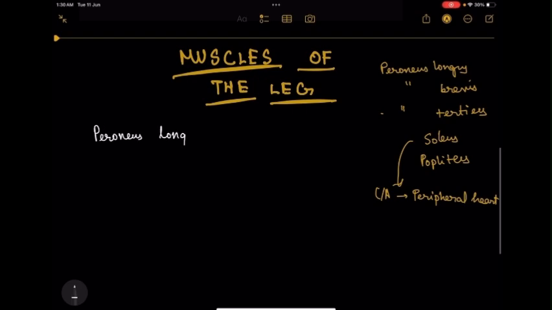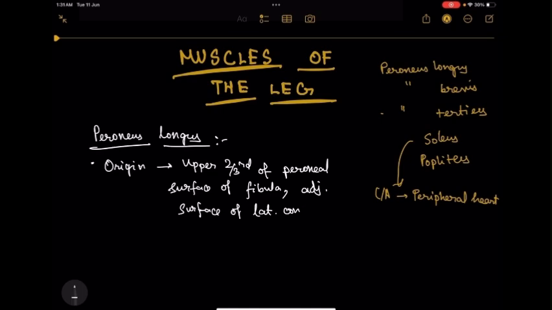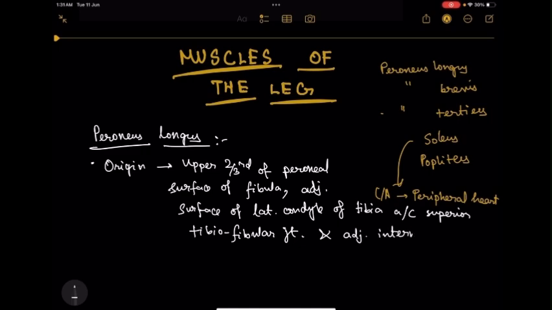Peroneus longus. Remember the first point, the origin: upper 2/3 of peroneal surface of fibula, adjoining surface of lateral condyle of tibia, across superior tibiofibular joint, and adjoining intermuscular septa.